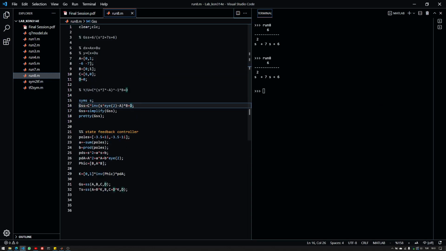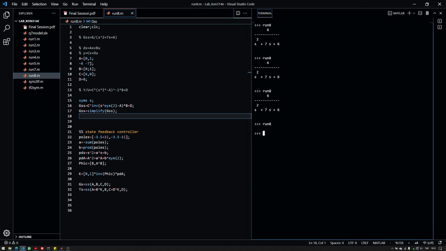Am I displaying it somewhere? I guess I am. Let's see. Okay, pretty puts the output even if you have a semicolon. Okay.